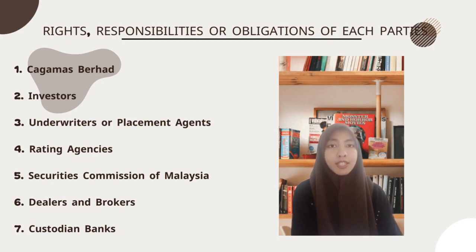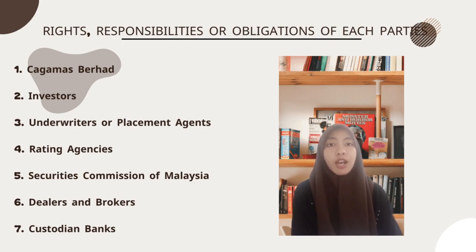Second is the investor. Investors have the right to purchase Cagamas commercial papers based on their investment preference and risk appetite. The right to receive interest or returns on the papers according to the agreed upon terms. The right to transfer or sell the commercial papers in the secondary market before their maturity, subject to applicable regulations and conditions. The right to receive the face value of the commercial papers upon redemption at maturity.